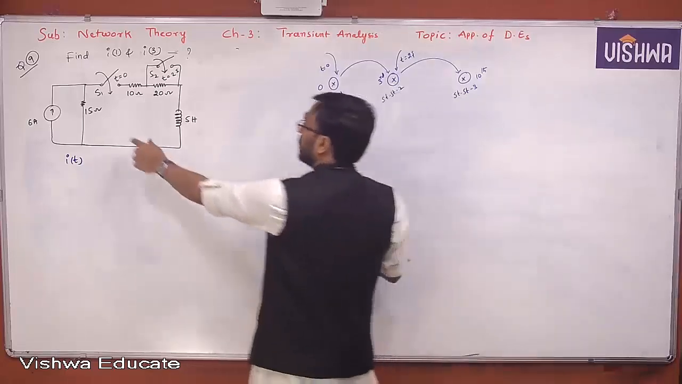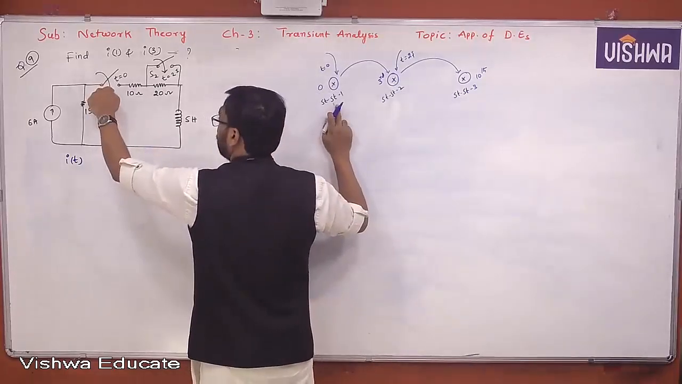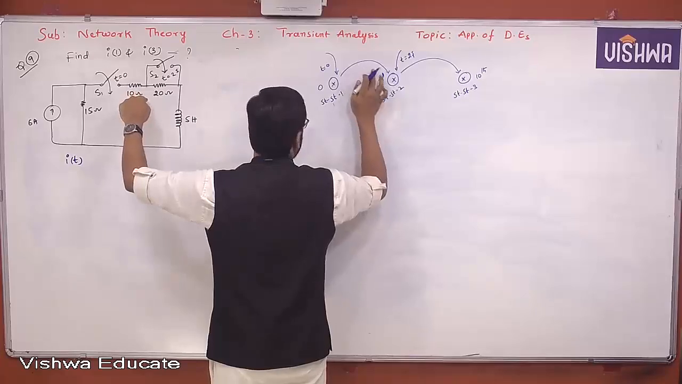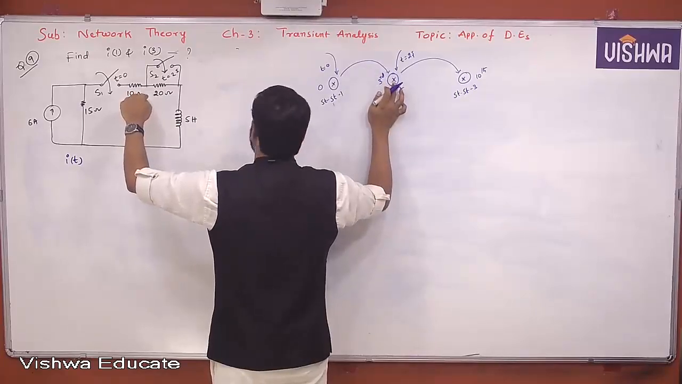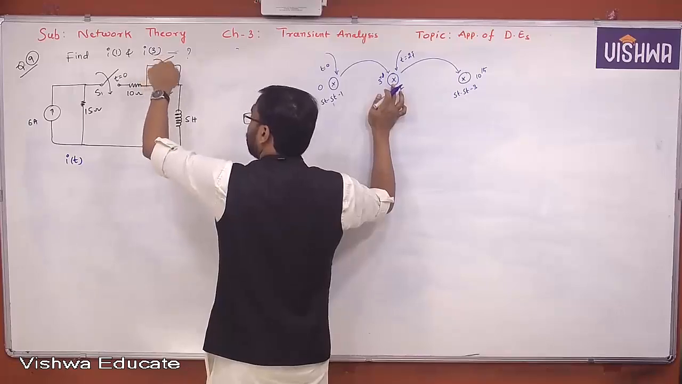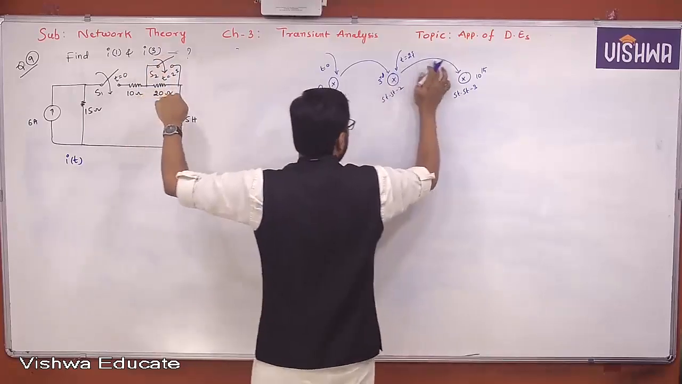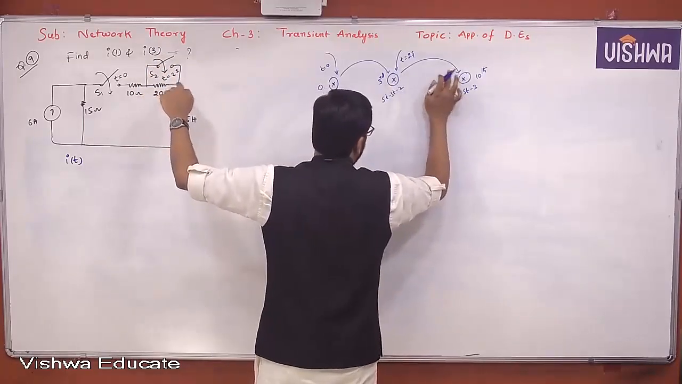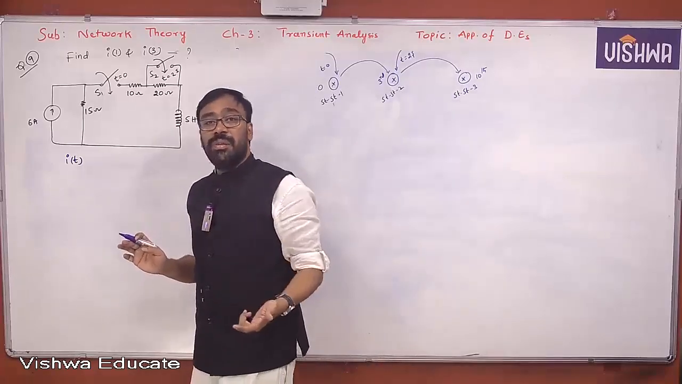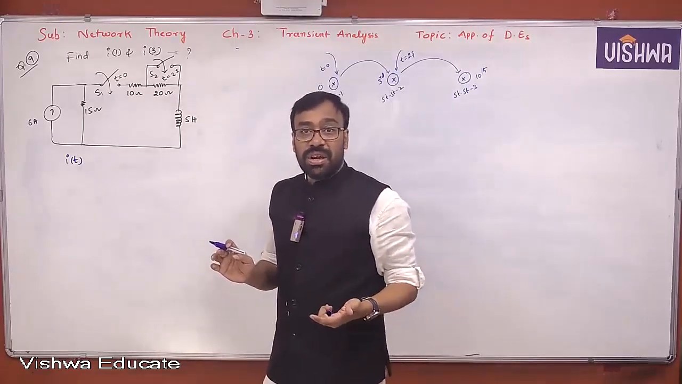Initially, the network is in steady state. At t equal to 0, the switch is operated. Then it enters the transient state, and finally it reaches steady state. Again, at t equal to 2 seconds, it is disturbed by a switching operation. It will again enter the transient state, and finally it will reach steady state. Like this, the switching operation is taking place. You understand all of you, okay?